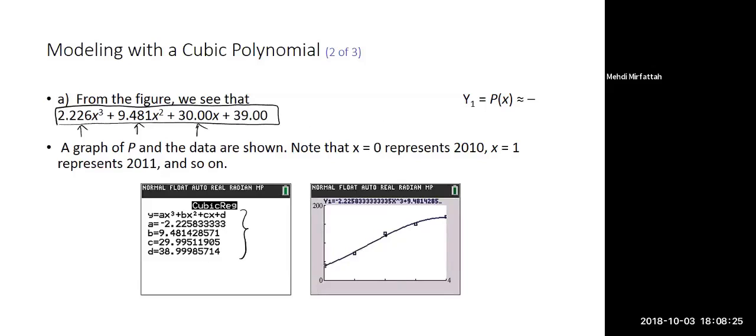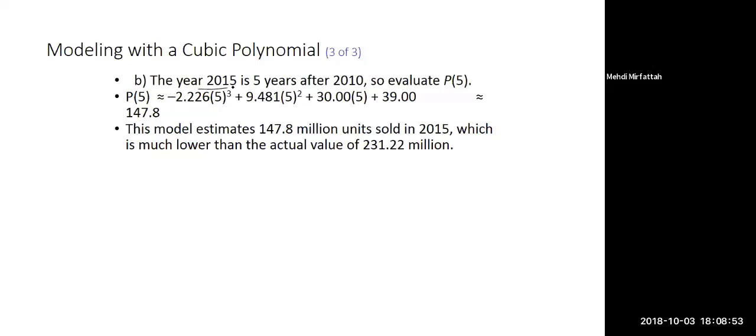And you can make a scatter plot of the points here, and when you ask for the regression curve, you can see the curve nicely goes through most of these points. The graph of p and the data are shown. Note that x equal to 0 represents 2010, x equal to 1 represents 2011, and so on, as we mentioned before. For part B, for the year 2015, we want to predict the number of phones being sold. For 2015, that corresponds to 5, because it is 5 years after 2010.